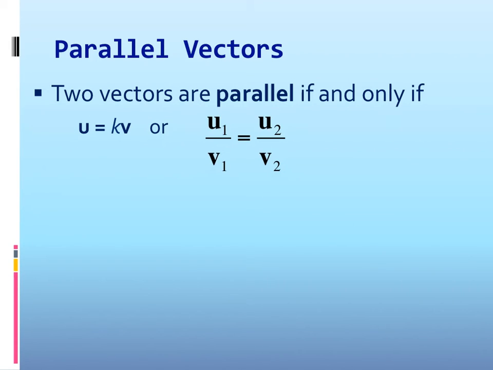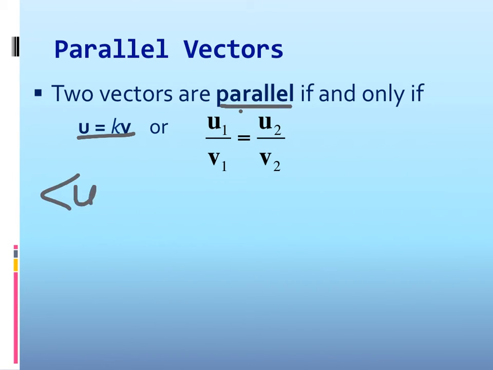You can also test to see if two vectors are parallel, and you can tell that by the relationship between their component form. This says that u equals k times v, which means that one would be proportional to the other. Or you can do u1 over v1 equals u2 over v2. Probably the easiest way to relate it to what we know about parallel is that two lines that are parallel have the same slope.